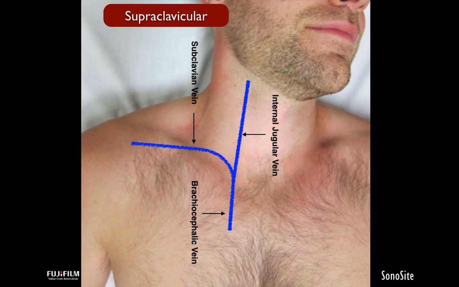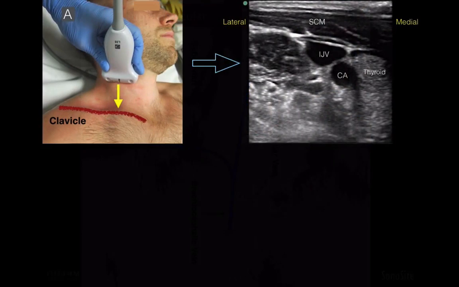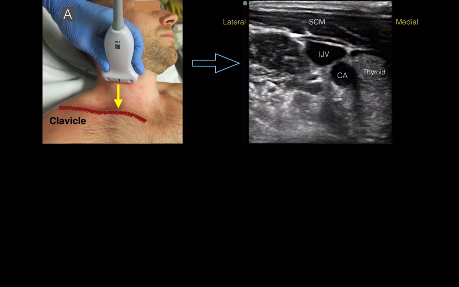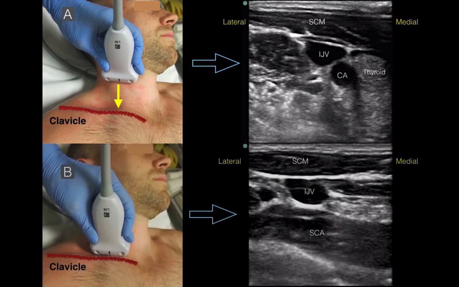You can also do this along with being infraclavicular. You can do it supraclavicular. So this is a nice drawing of the subclavian vein as it comes over the clavicle, joins with the internal jugular vein, and forms the brachiocephalic and goes to the heart. You can see here I start just like you do a normal IJ, carotid, and thyroid on the right, and I slide down to the clavicle.